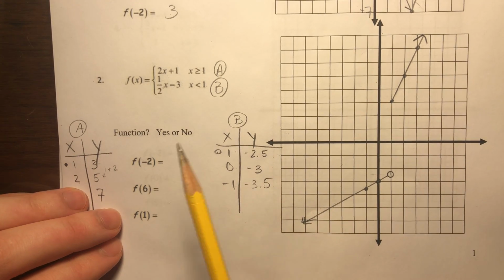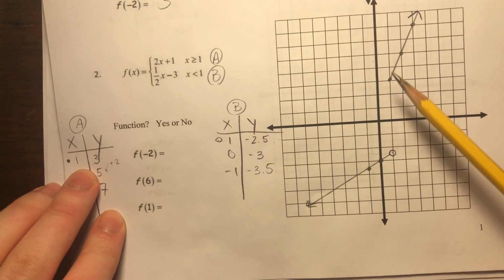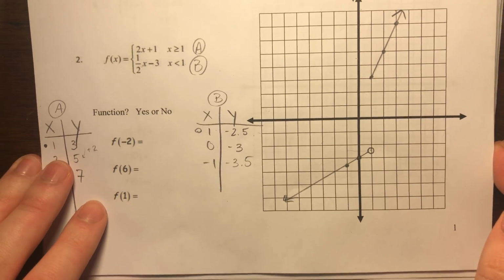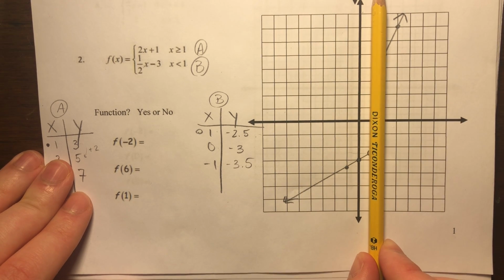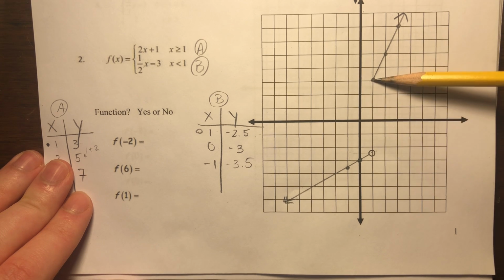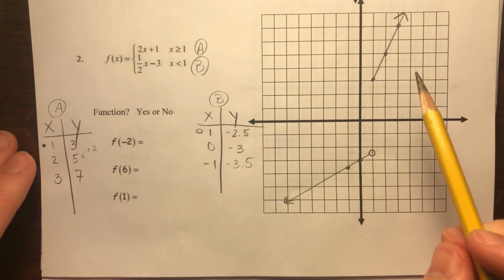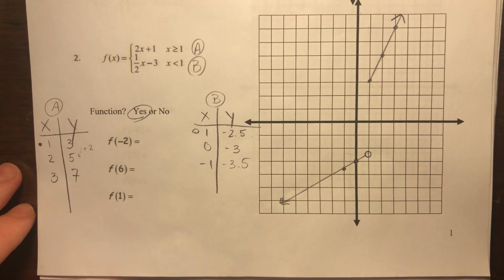So is this a function? It's a little bit different than the one we just did because they don't share that point. They don't overlap, but you can still do the vertical line test. And even though it sort of looks like right here, it hits the function twice, we have an open circle and a closed circle. So really, there's only one value. So I can say that yes, it does pass the vertical line test, so yes, it is a function.